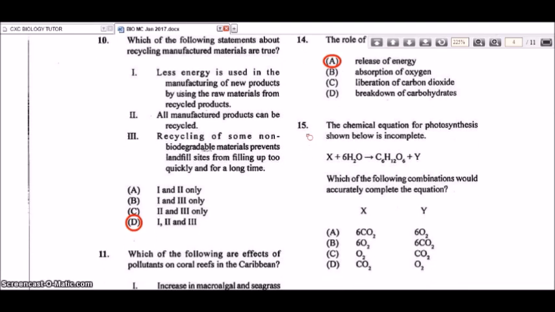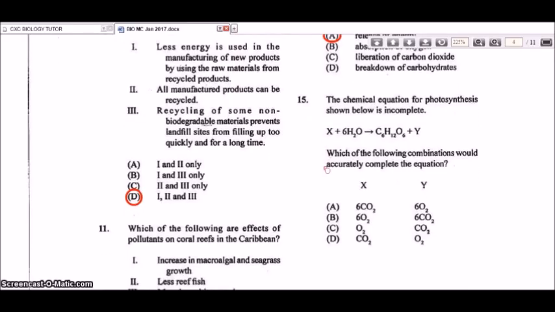Question 15. The chemical equation for photosynthesis shown below is incomplete. So we have X plus 6H2O gives you C6H12O6 plus Y. So which of the following combinations would accurately complete the equation? So X would have to be carbon dioxide, which is the 6CO2, and Y would have to be the oxygen, which is 6O2. So A is the correct answer. So it's important to make sure that the equation is balanced, hence why you have the 6 in front of the carbon dioxide, the water, and the oxygen.